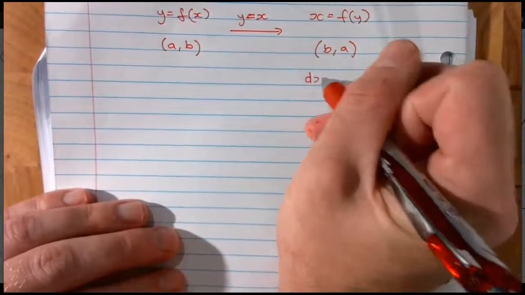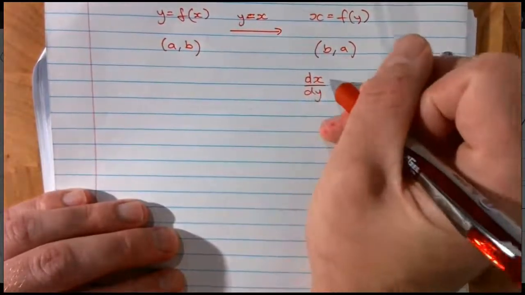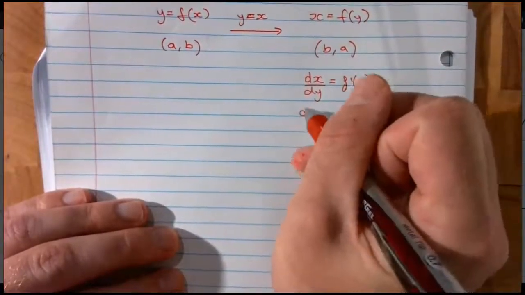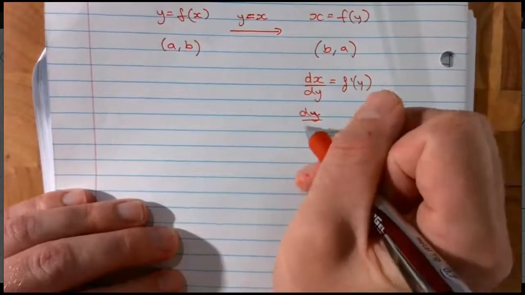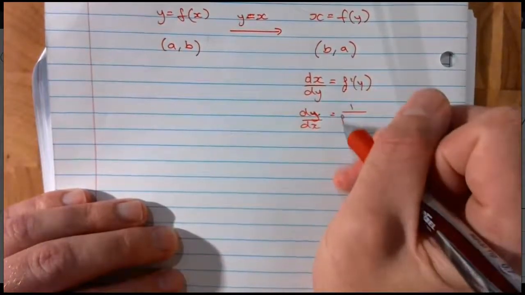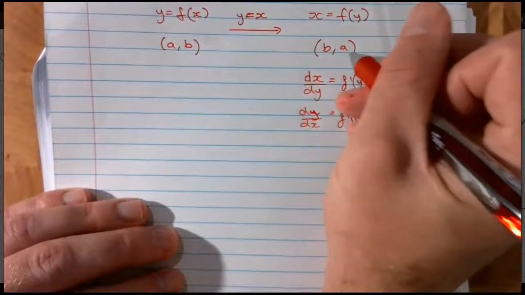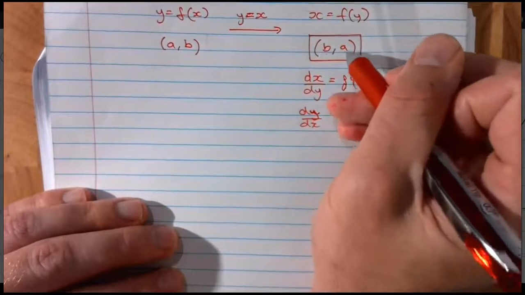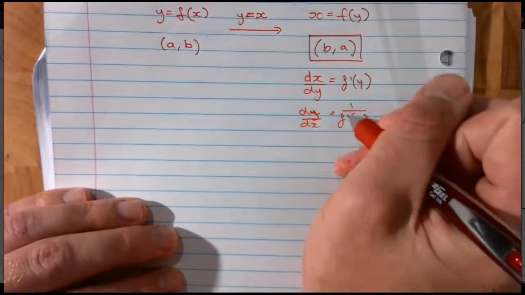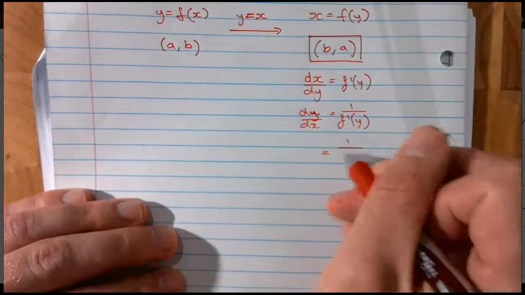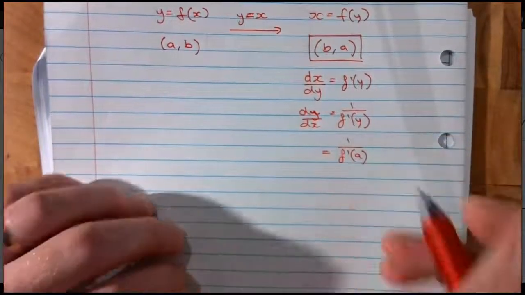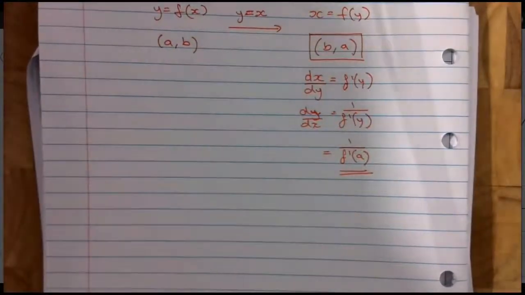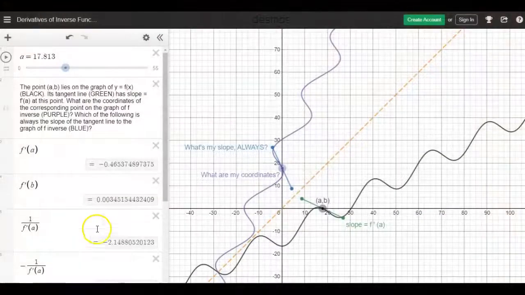So using the skill that we learnt yesterday, we could look at dx by dy, which is f dash of y, and then find the reciprocal of that for dy by dx, 1 over f dash of y, and then looking at the coordinate we're looking at on the purple line, the y value is a, so the expression that we think should match is 1 over f dash of a.